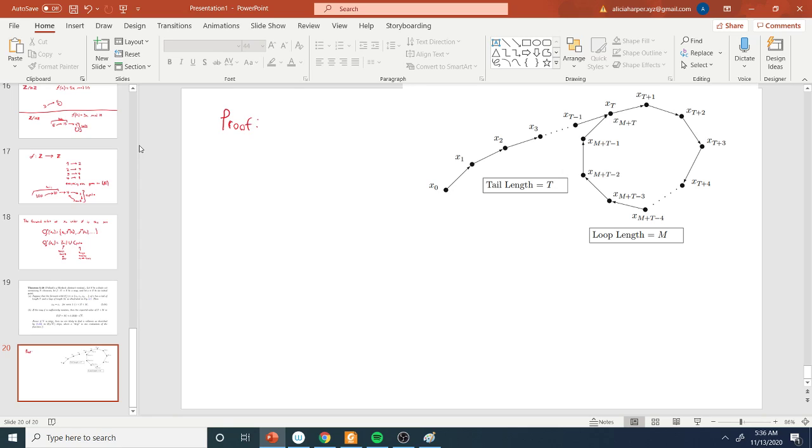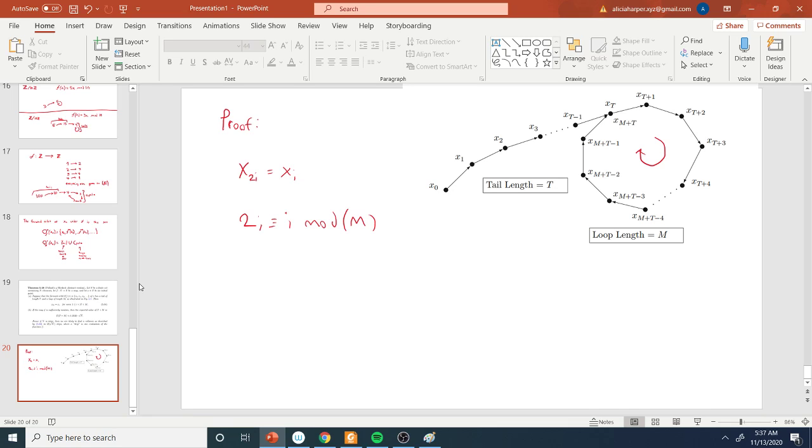So what we want to do is understand under what conditions x sub 2i is equal to x sub i. Well, what this means is that in this cycle, they have to differ by the length of the loop. So this means that we want 2i to be congruent to i mod m.